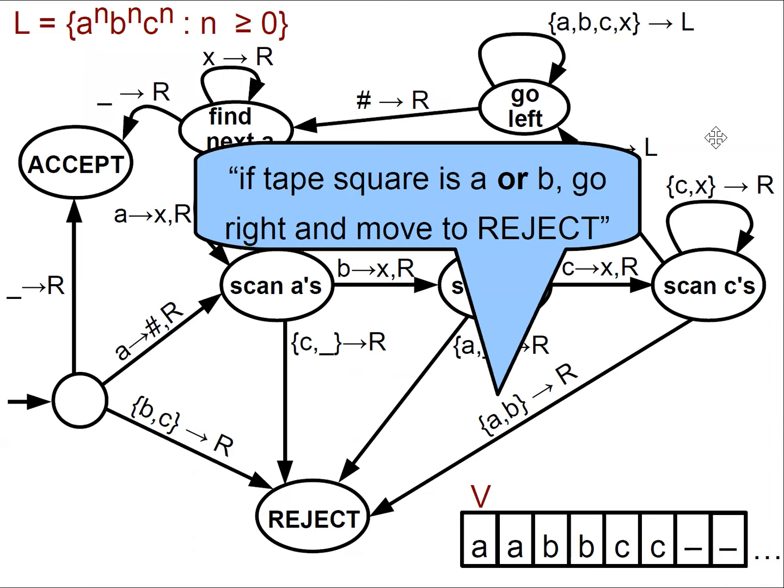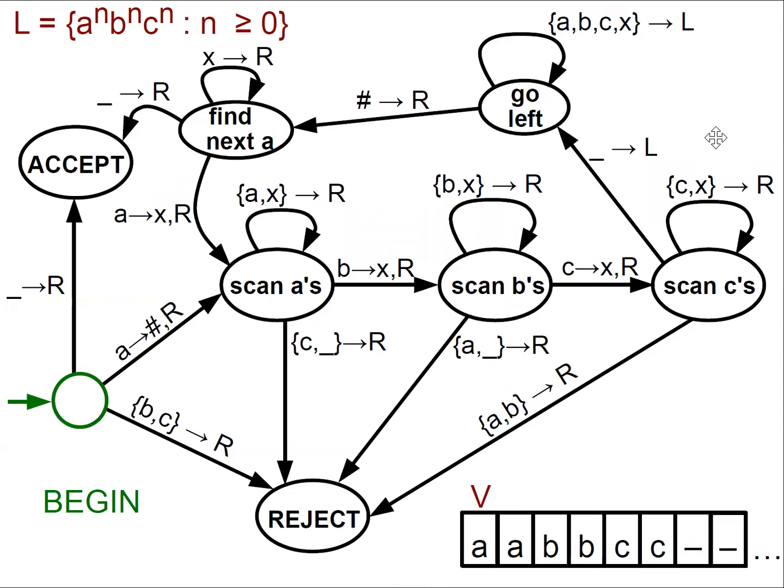Also, to save space, I'm going to put stuff into curly brackets to indicate OR. So this means if the tape square is either A or B, you go to the right and you move to reject. Okay, let's see how we begin. So we begin in the start state, now in green, and the head is on the first symbol.